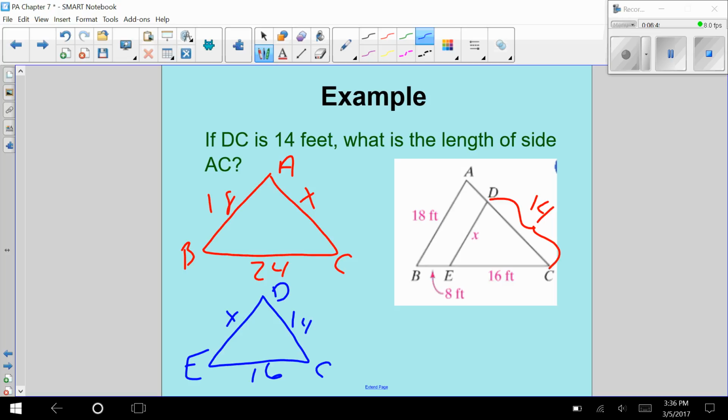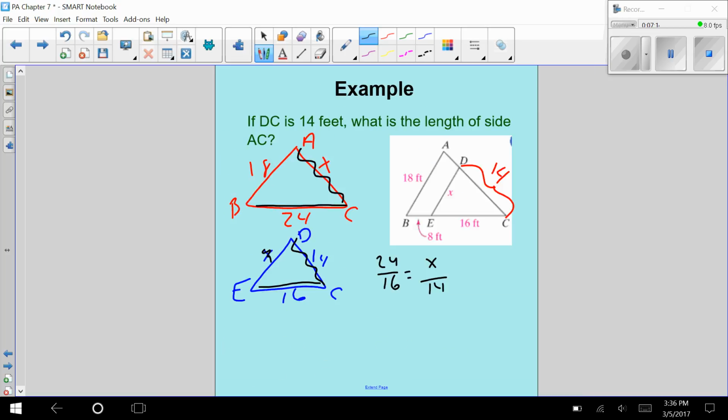We did figure out what X was in the last problem, but we don't actually need to use it. If you can at all avoid it, avoid using numbers that you have calculated, just in case you made a mistake. So now we still have this set of sides that goes together, 24 and 16. And we now have this x going with this 14. So x over 14. I guess I probably should have used a y there instead of having another x. All right, we cross multiply. 16x equals 24 times 14, which is 336. Divide by 16, and x equals 21 feet.